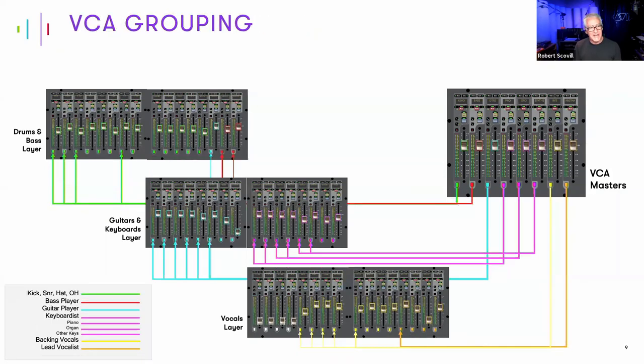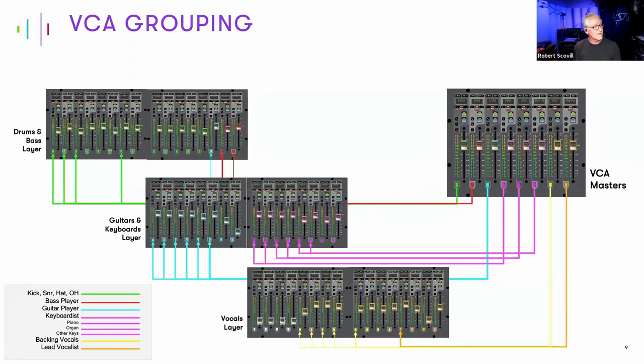How about for VCA grouping? Well, you can use VCA grouping as your submaster kind of workflow if you want to do it. I'm not here to tell you you can't do that, but I like using a combination of VCAs and audio subgroups. So as you can kind of see here, I have a set of VCA masters in addition now, but these VCA masters are only in control of things that are happening within that audio submaster.